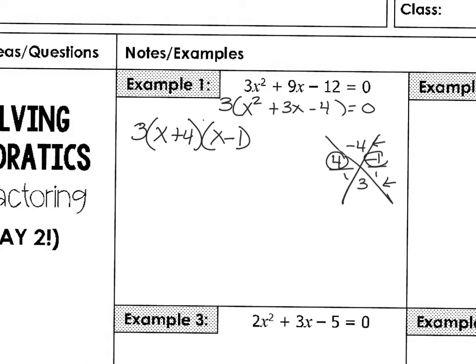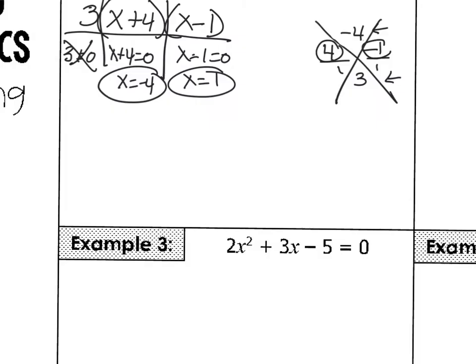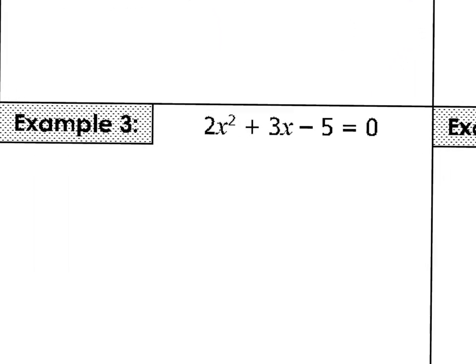All right, so we're going to split these up and set them to 0. 3 does not equal 0, so we're not going to pay attention to that. x plus 4 equals 0, x is negative 4. x minus 1 equals 0, so x equals 1. So my solutions are negative 4 and 1. All right, let's look at the next one here.